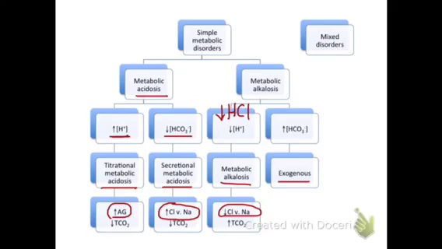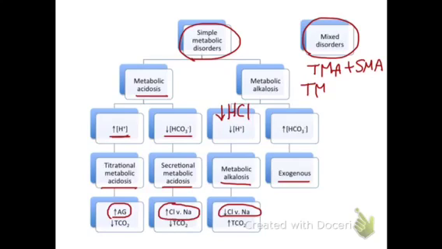So these are all simple acid base disorders, meaning that there's only one primary process. However, if you have a mixed acid base disorder, then you can have more than one of these occurring at the same time. So there can be a titrational metabolic acidosis with a secretional metabolic acidosis, or you can have a titrational metabolic acidosis with a metabolic alkalosis.